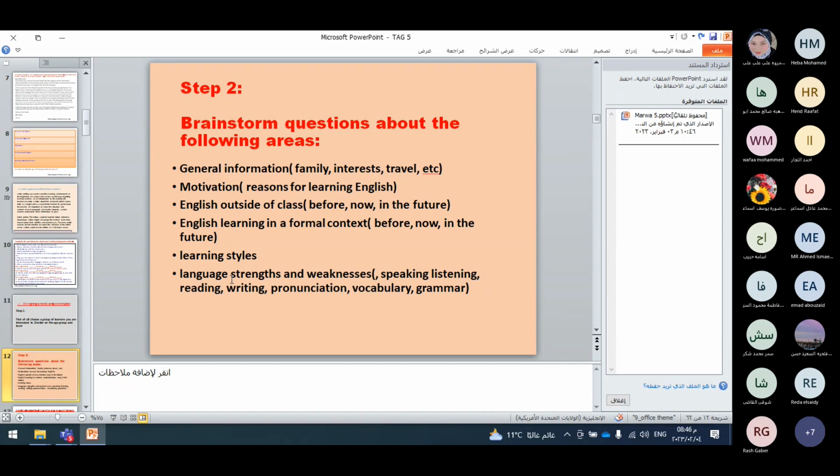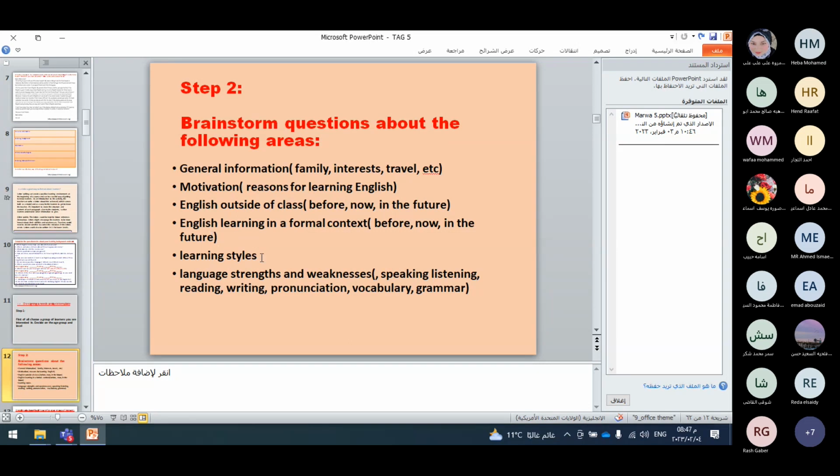Okay, questions like the ones we have been discussing a while ago, like questions about the general information, the family, the interests, the travel, the motivation, the English outside of class. Why, when and where do they use English outside of class, in the past and now and in the future? Which English is English learning in a formal context? Have they learned English, or do they use English in a formal context, in a certain job, in a certain association, maybe in the past and now and in the future? We design questions like this.